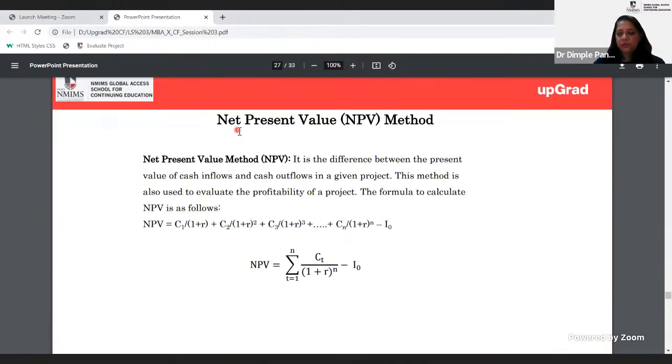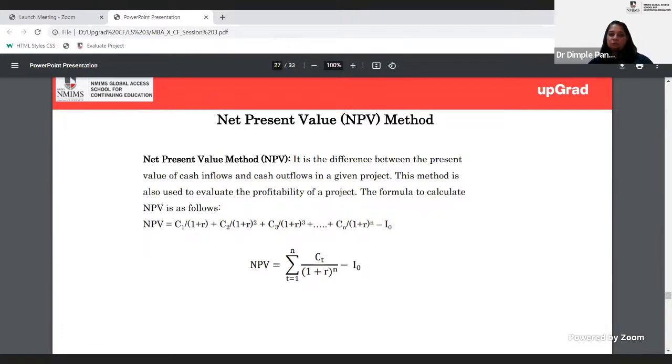Net present value. In payback period and discounted payback period, we came to know the number of years it will take for me to recover the initial investment. In net present value, I want to know how much my present value of cash inflows is greater than my present value of cash outflow, that is, how much money I am receiving from the project, the present value of that money, and how much greater it is as compared to the present value of the cash outflow.